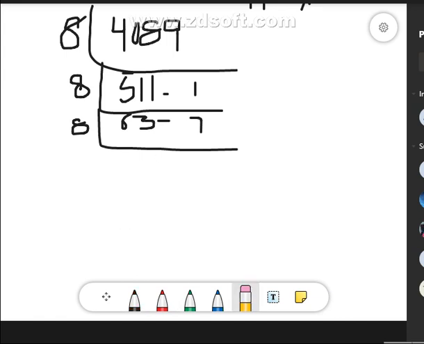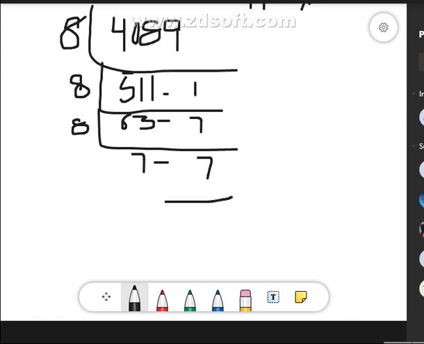Here directly we can write now 8 7s are 63. The remainder is... 8 5s are 40, 8 6s are 48, 8 7s are 56. Sorry, 8 7s are 56. The remainder is 7.